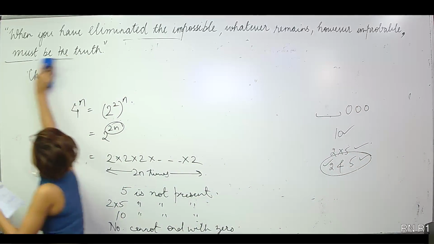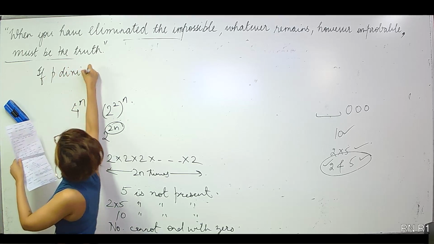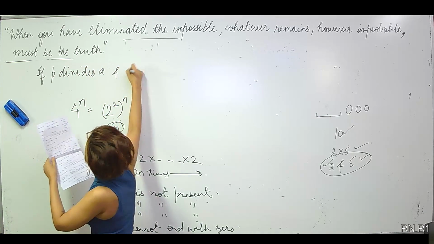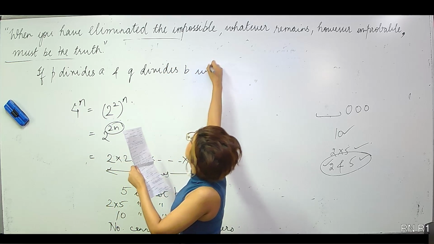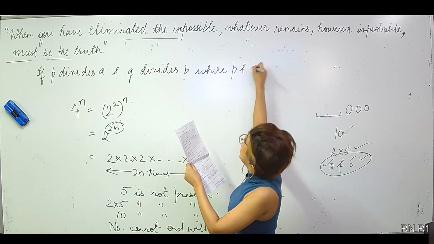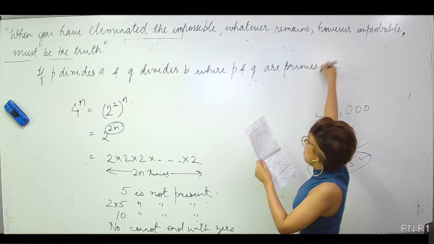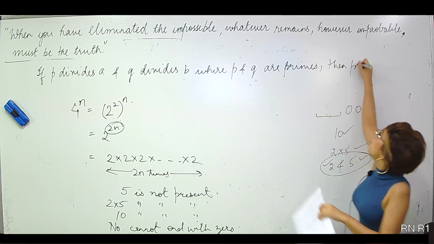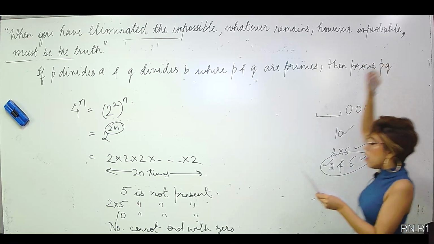Write down. If P divides A and Q divides B, where P and Q are prime, then prove PQ divides AB.